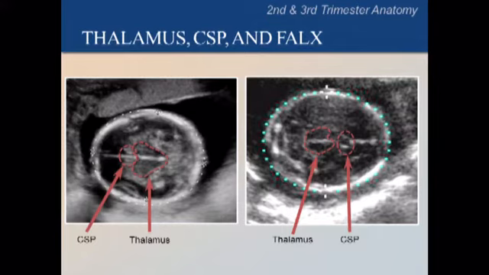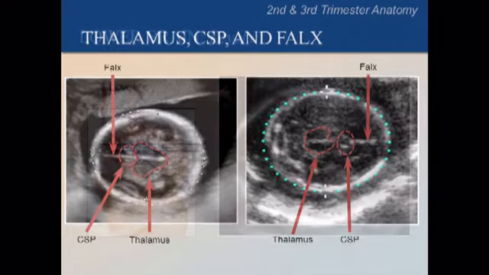Next, please identify the falx in both images, which is the strong white line in the middle of the skull. Please pause the video now to ask participants to help identify the falx. Here, we have labeled the falx to make it more obvious.